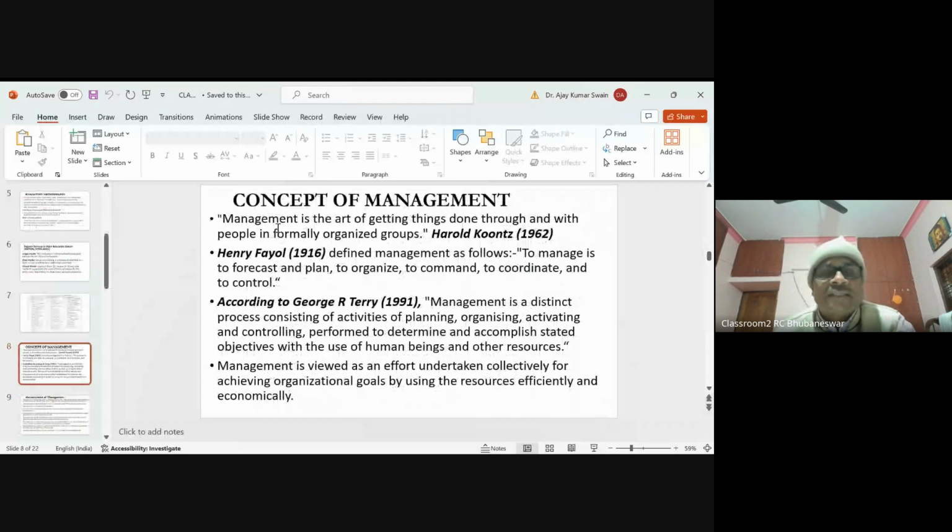the concept of management. What do you know about the meaning of management? Yes. What is management? Can you say what is management? Yes, what is management?